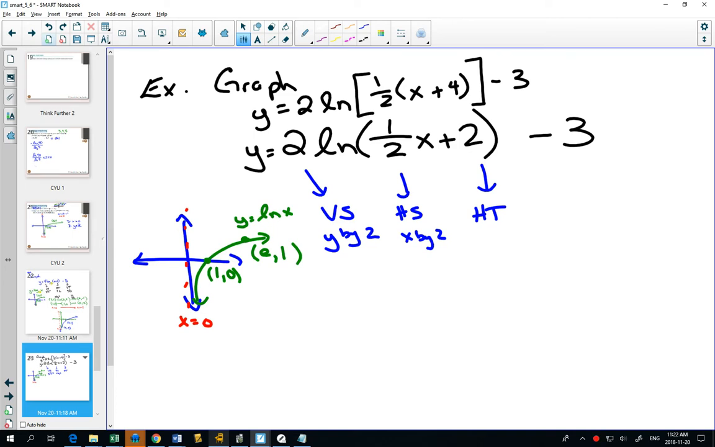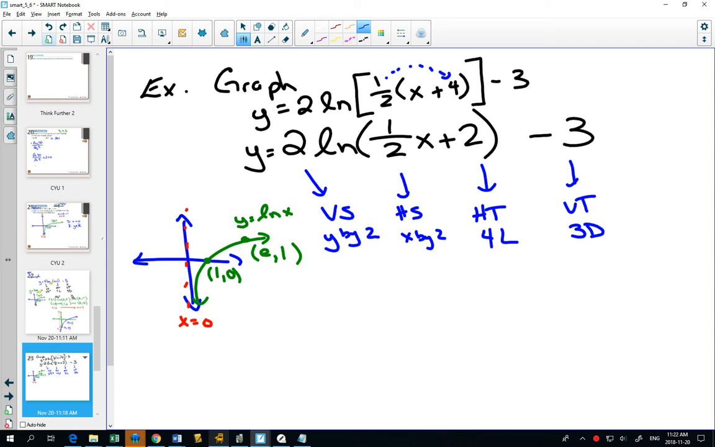Why is it 4? The best way I find to know what number is going to go there is I say, well, 1/2 times that has to be 2. Then it becomes really obvious that it needs to be 4. And so it's a horizontal translation 4 to the left. By writing it above, we saved ourselves from running out of space. And then finally, we've got a vertical translation 3 down.